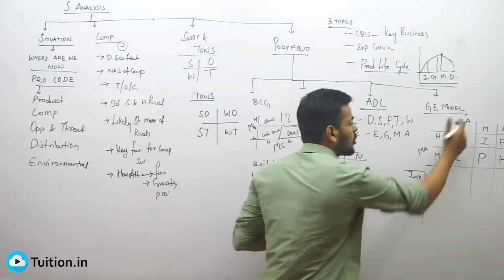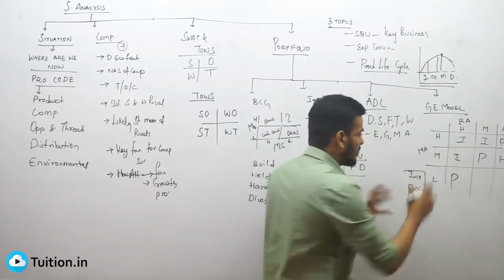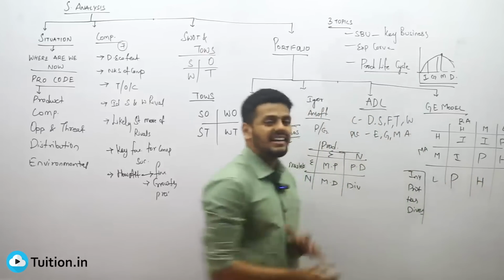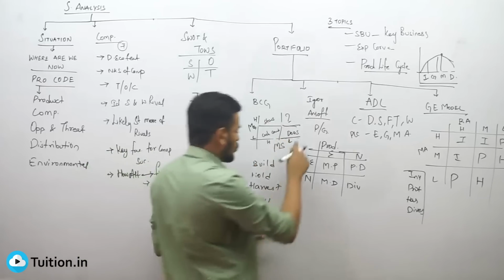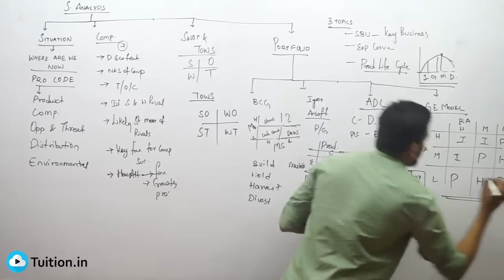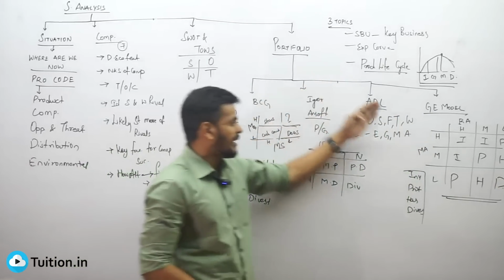Low to a high market is just to protect, and then low to a medium market is again, what did you do with medium to low? Harvest. So here also you go for harvest. And lastly, low to low is kind of a situation of a dog. So where we said that it will be divested, same here also you will go for divesting. So these are the 4 portfolio theories, guys: BCG, Ansoff product growth matrix, ADL, and the GE model.